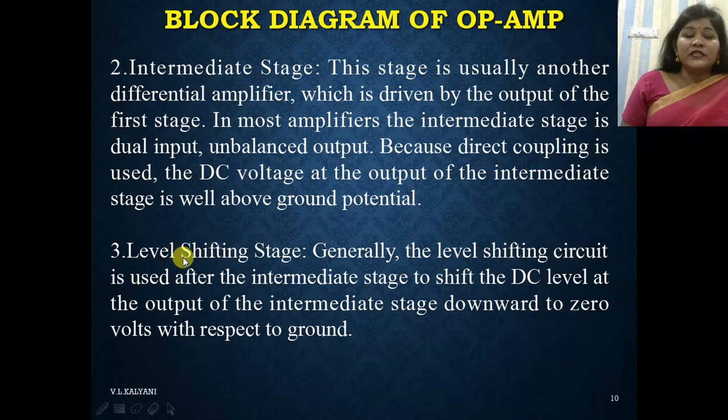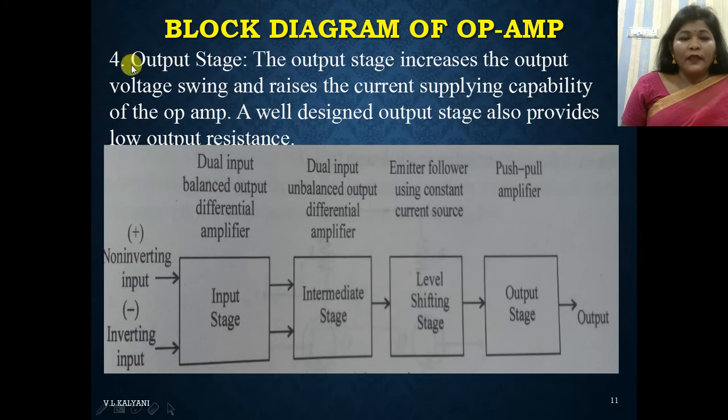The third stage is the level shifting stage. Generally this level shifting circuit is used after the intermediate stage to shift the DC level at the output of the intermediate stage downward to 0 volt with respect to ground. And the last term is the output stage. The output stage increases the output voltage swing and raises the current supplying capability of the op-amp. A well-designed output stage also provides low output resistance.